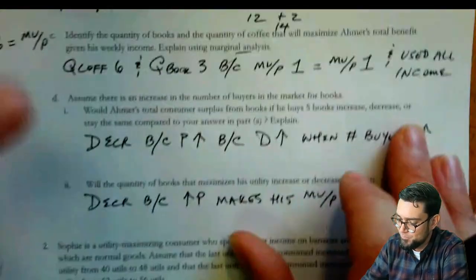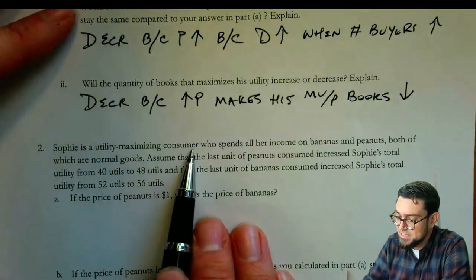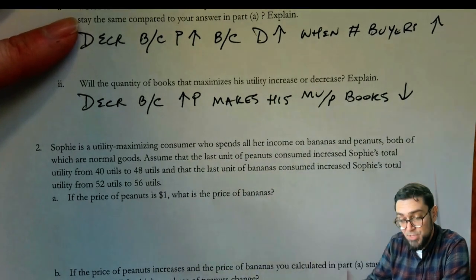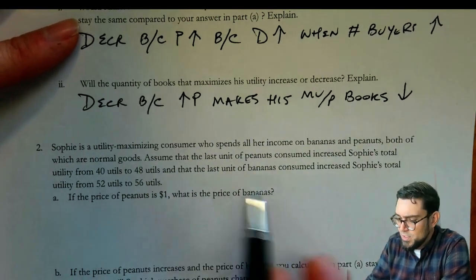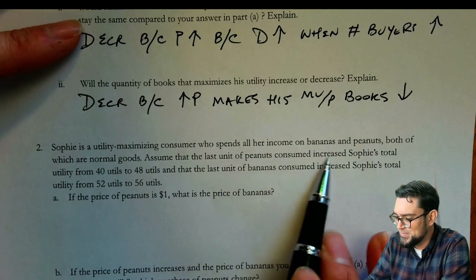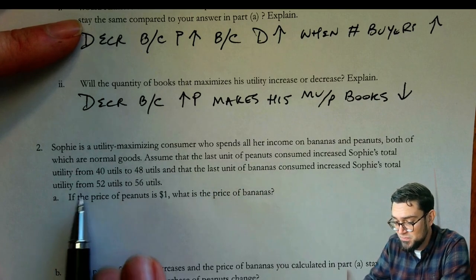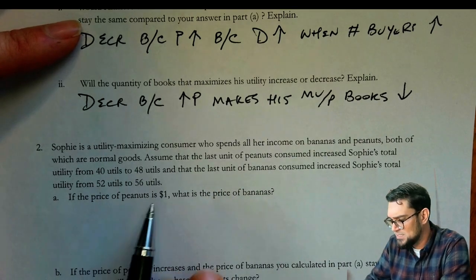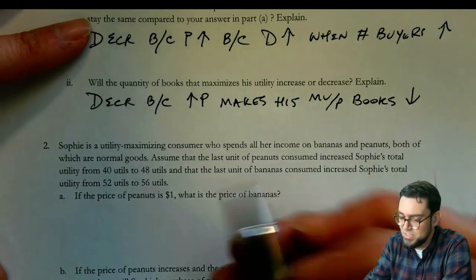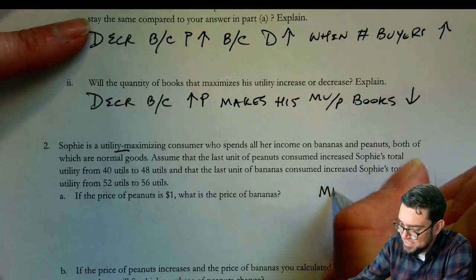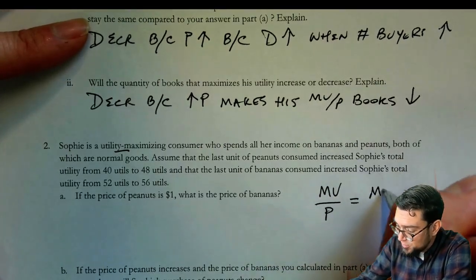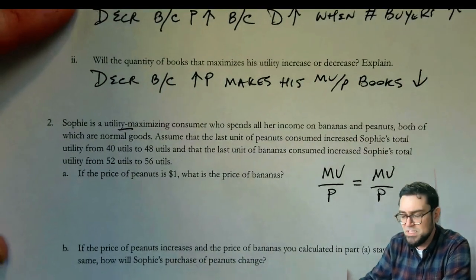Sophie is a utility maximizing consumer who spends all of her income on bananas and peanuts. Cool. Weird, but cool. Assume the last unit of peanuts consumed increases Sophie's total utility from 40 to 48. The last unit of bananas goes from 52 to 56. The price of the nuts is $1. What's the price of the bananas? It does tell us she's utility maximizing, so I know she is doing MU over P equals MU over P.